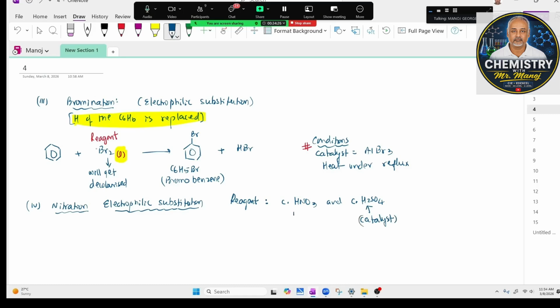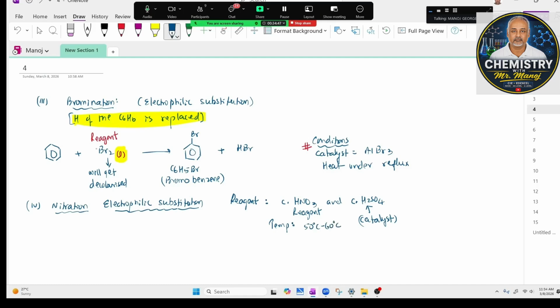Okay, and that is my reagent. That's the main reagent that's going to pick up the role there. So this is reagent and conditions. And what else do we need? We need temperature. So we need to keep the temperature steady between 50 degrees Celsius and 60 degrees Celsius.